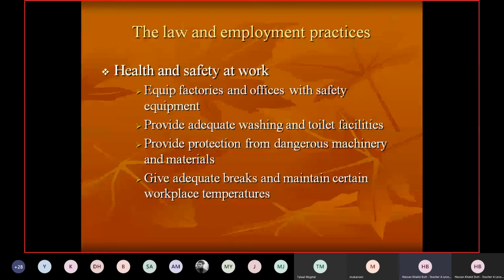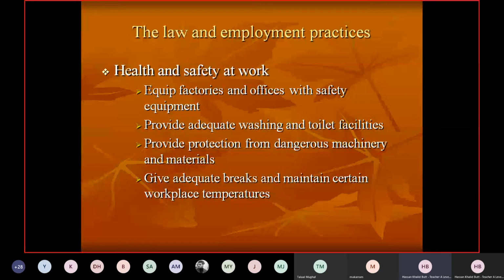Again, it increases the cost. Provide protection from dangerous machinery and material. I told you earlier, give adequate breaks and maintain certain workplace temperatures. Workplace should not be too humid or too hot, because suffocation can come there as well. And some employees who have some breathing problem may have serious trouble there as well. So you need to consider that as well.